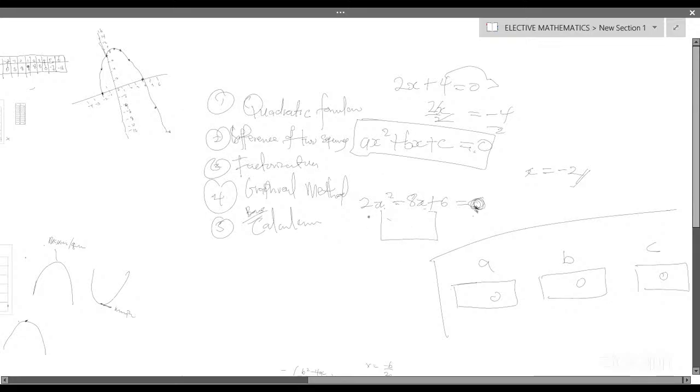In this equation, what will be your A? A will be 2. So you press 2, then you press the equal sign. It will move you to the B. So what will be your B? -8. So you press -8, then you press equal to, it will move you to the last one, the C. What will be your C?